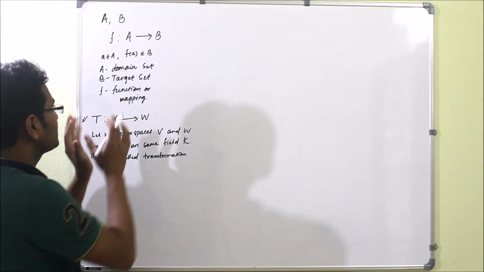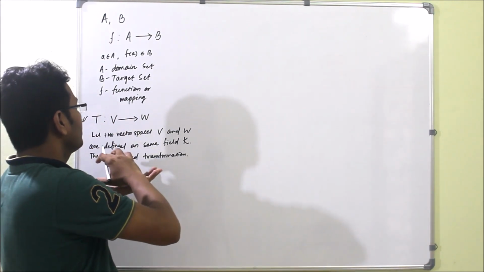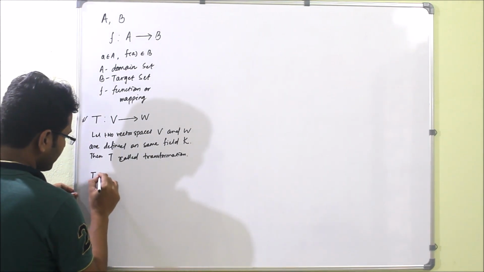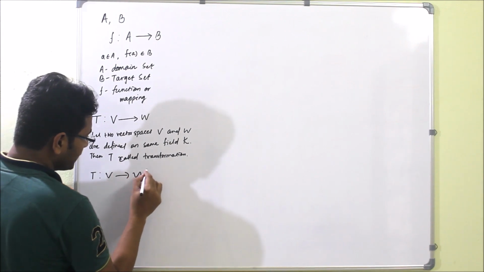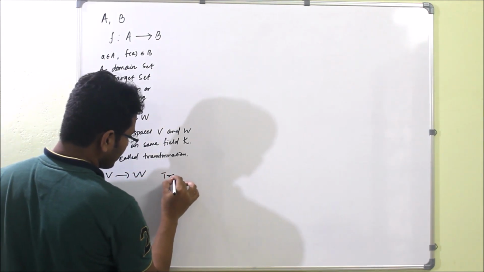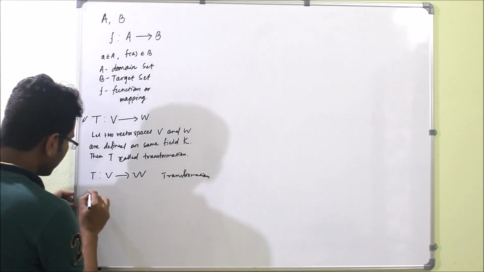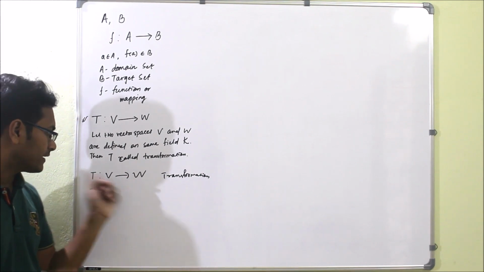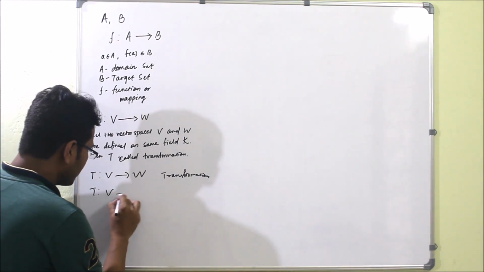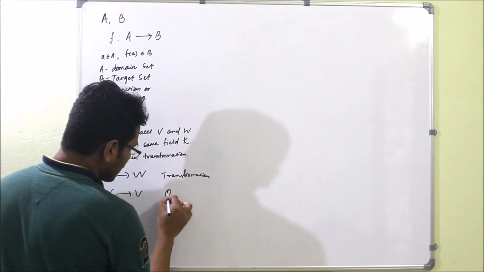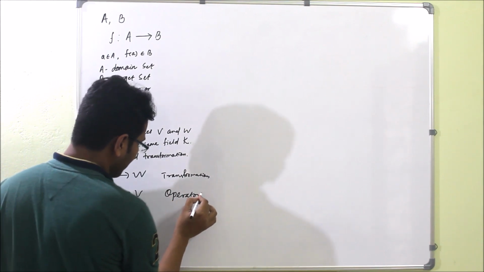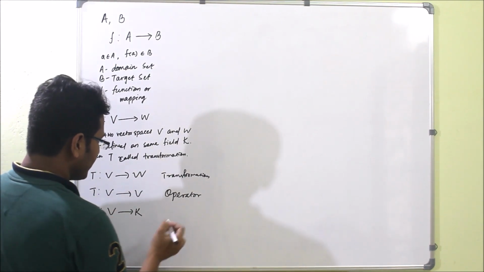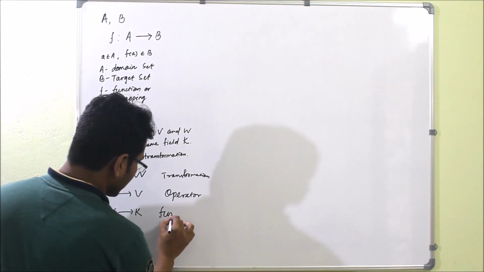So it is just the same idea with vector spaces. If T is from the same vector space to the same vector space, that means T from V to V, then it is called an operator. If T is from V to the field K, then it is called a functional.